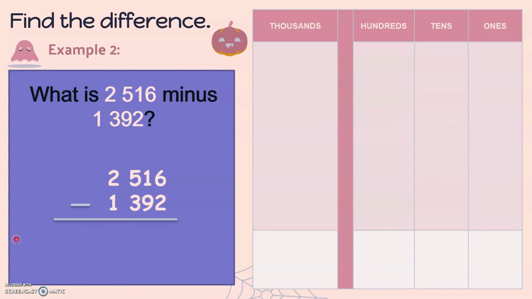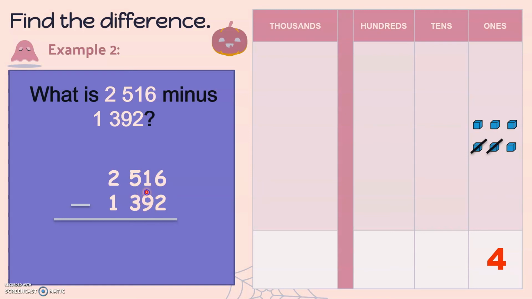What is 2,516 minus 1,392? So here is our equation: 2,516 minus 1,392. So let's start subtracting from the ones place value and so on. So we have 6 ones minus 2 ones is 4. Next is the tens place value. We have 1 ten subtracted by 9 tens. In this case, we cannot again subtract 9 tens from 1 ten because 9 tens is greater than 1 ten.